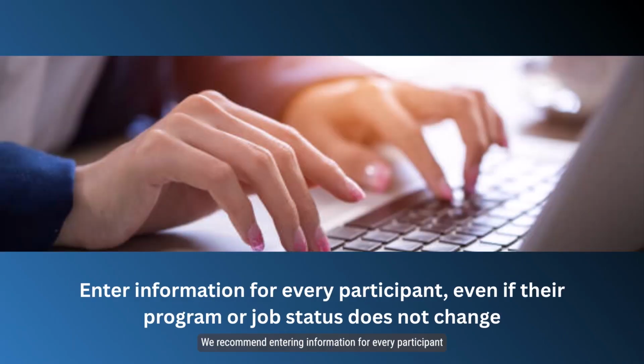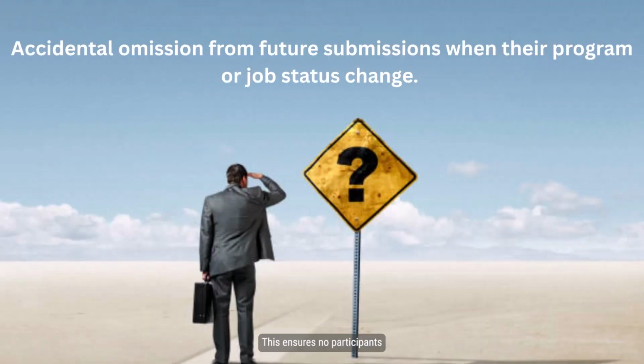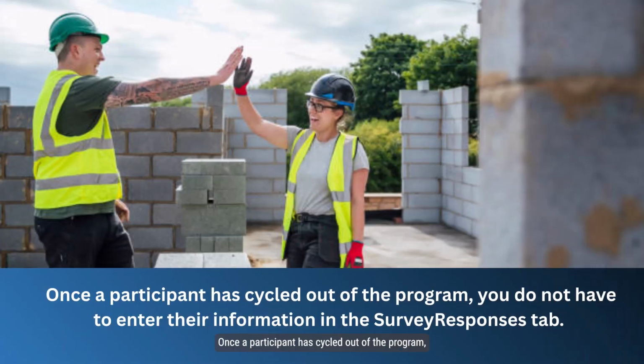We recommend entering information for every participant, even if their program or job status does not change. This ensures no participants are accidentally omitted from future submissions when their program or job status do change. Once a participant has cycled out of the program, you do not have to enter their information in the Survey Response tab. The Census Bureau already has their most recent information from one of your previous submissions.